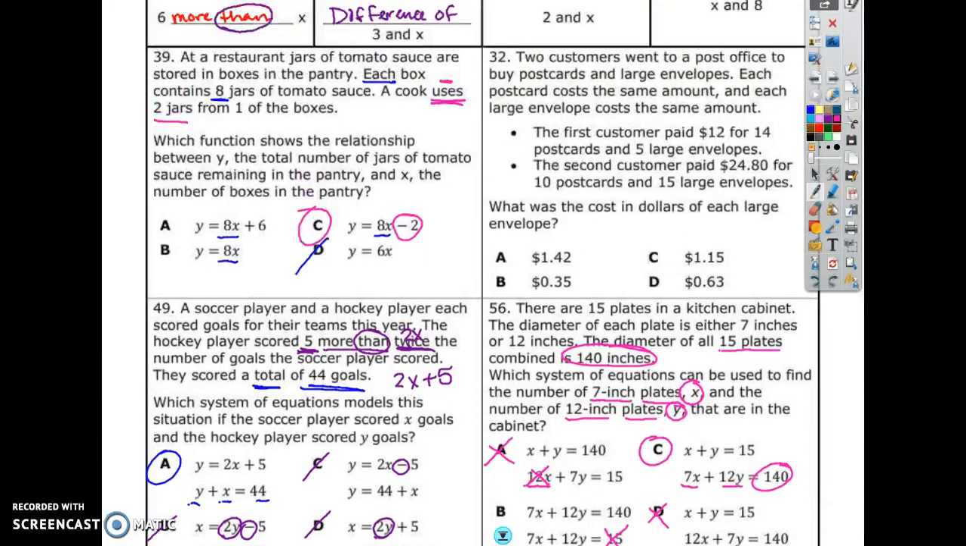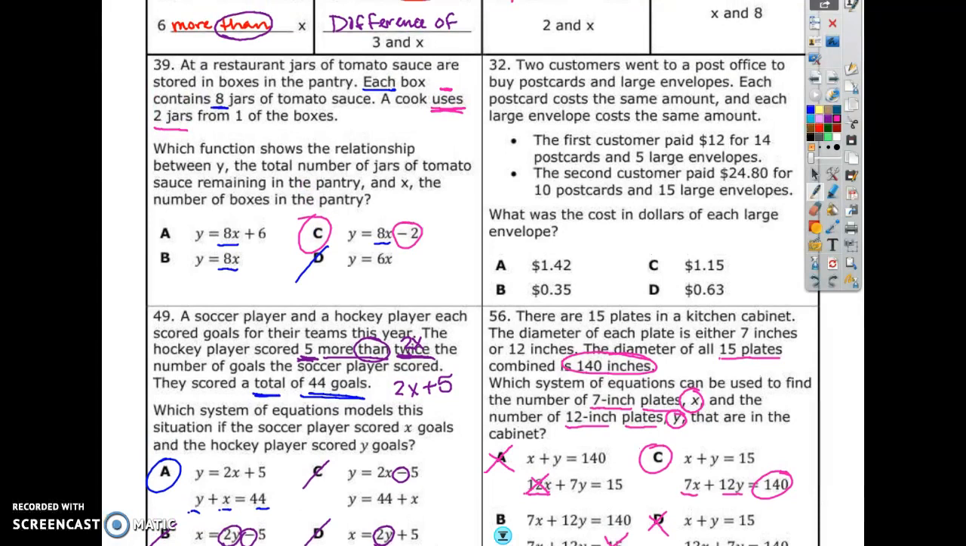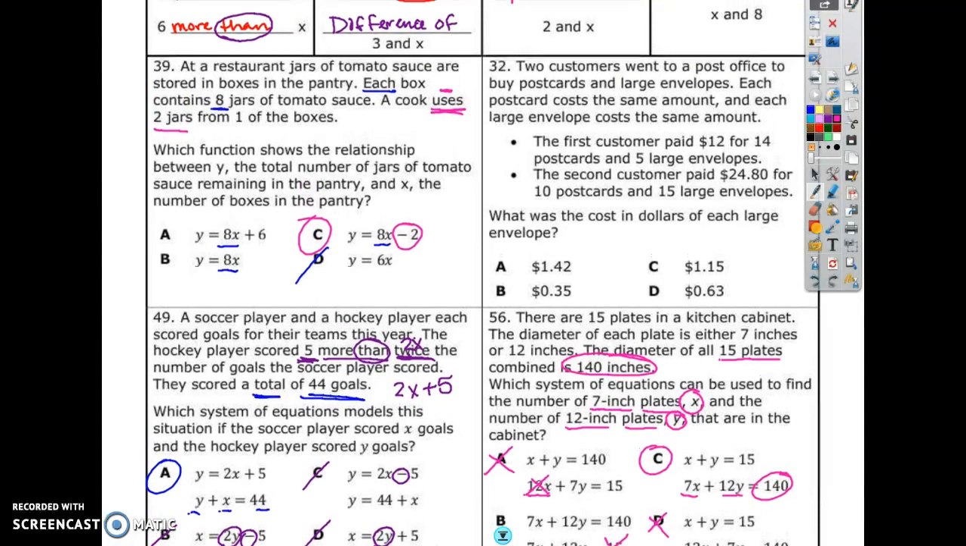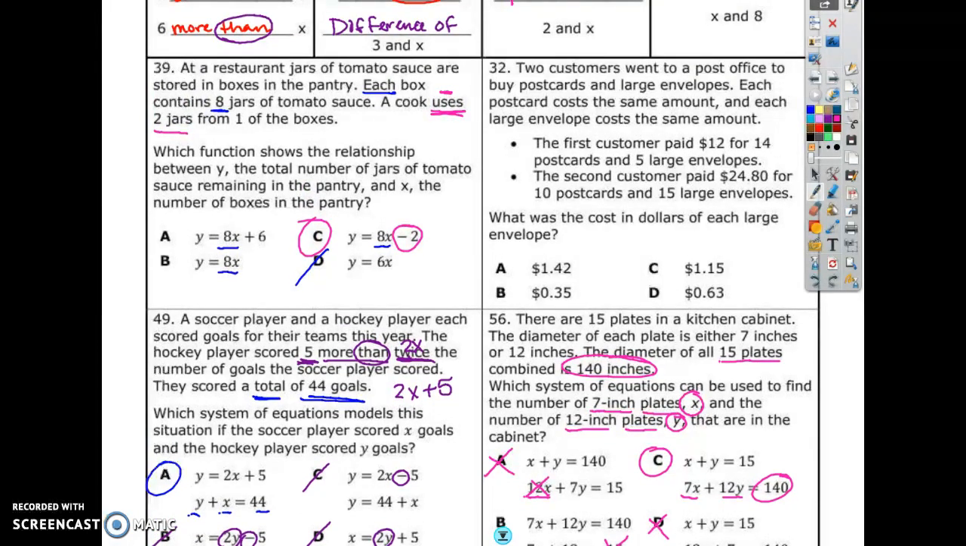All right, let's do the last one, number 32 in the front. We have to make the equations first before you solve it. So that's why it was very important for us to practice writing them first. This one says the first customer paid $12 for 14 postcards and 5 large envelopes. So 14 postcards plus 5 large envelopes equals $12.